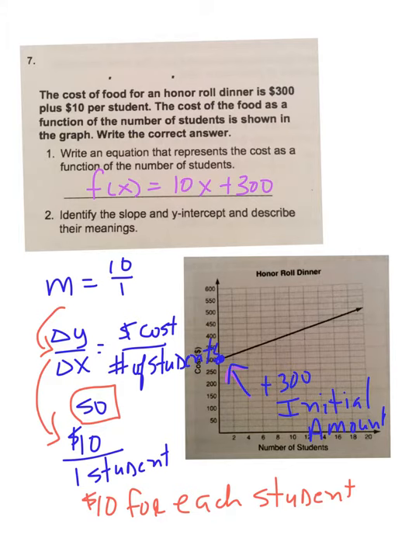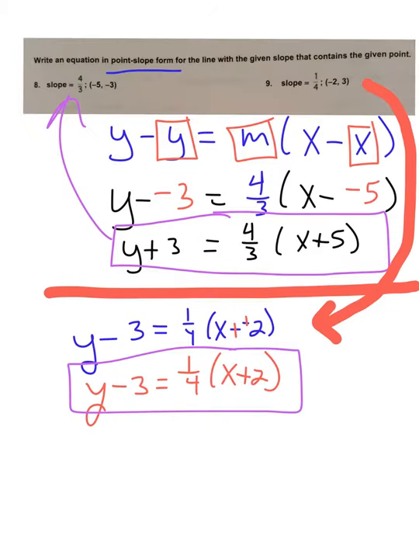On number 7, this is number of students versus cost. So f of x is your cost, x is your number of students. The 300 is your y-intercept. That's the initial amount. That's what I have right here. And then the cost, which is your change in y over change in x, that's this 10, so 10 over 1. So it's $10 here for every one student. And that's what the slope means.